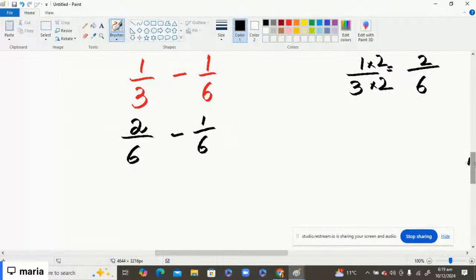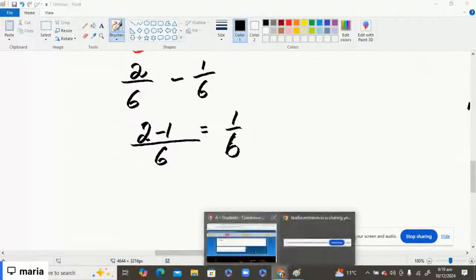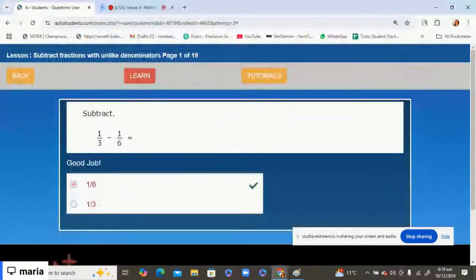Okay. 6 and 6 are the same. Putting one 6 here, and then it's 2 minus 1. So it's 1 by 6. Okay. Let's check. Is there any answer for 1 by 6? Yeah, this one here. So 1 by 6 is the right answer.